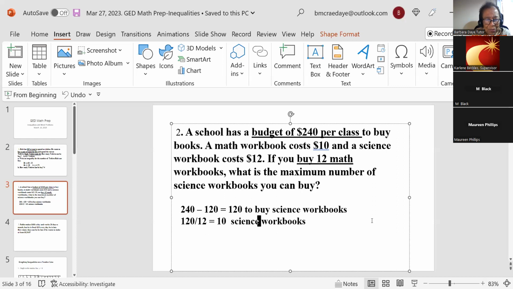So the question is how much money left, Miss Barbara, from the 240? No, what does the question say? Read the question. It's right here. What is the maximum number of science workbooks you can buy? The maximum number is 10, because you've got $120 left after you buy the math workbooks. So you can buy a maximum of 10 science workbooks. Got it?